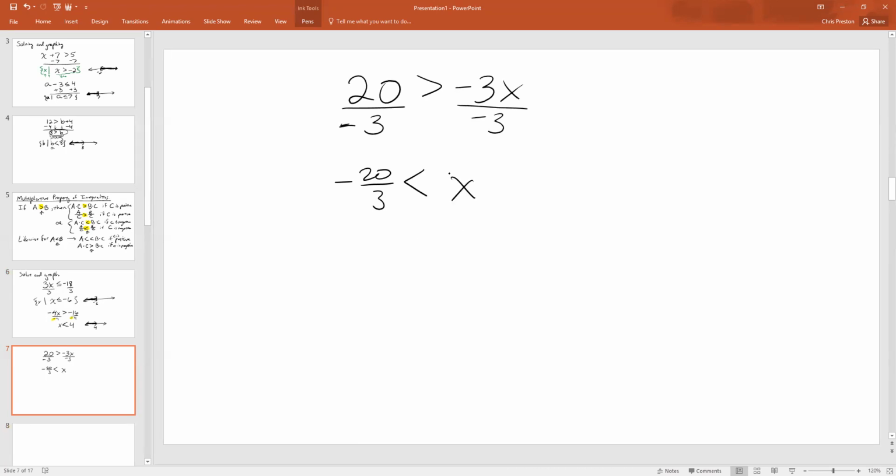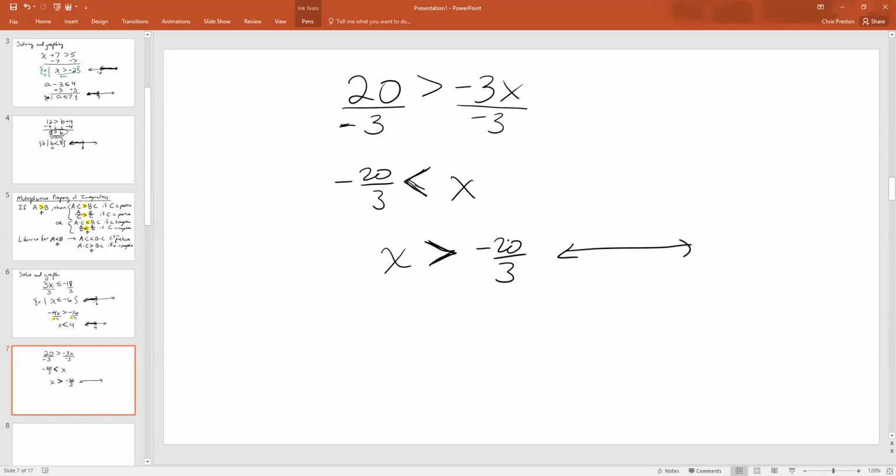Now, again, we could graph it in that format, but it's probably better to go ahead and switch it around, put x on the left, but notice your x has the bigger side pointing at it. So when we rotate this around, that bigger side still needs to point at it, okay? So make sure you rotate that symbol as well, negative 20 over 3. And then I'm going to draw that.